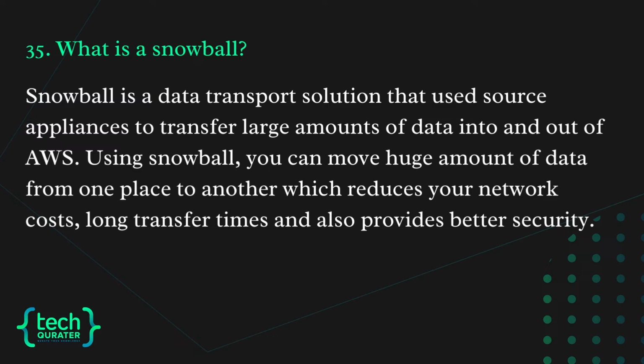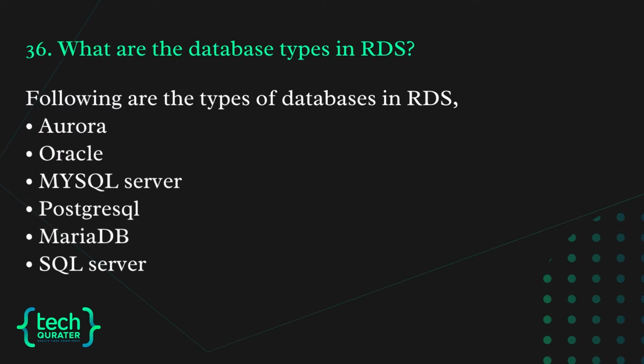Using Snowball, you can move huge amounts of data from one place to another, which reduces your network costs and long transfer times, and also provides better security. What are the database types in RDS? Following are the types of databases in RDS: Aurora, Oracle, MySQL, PostgreSQL, MariaDB, and SQL Server.